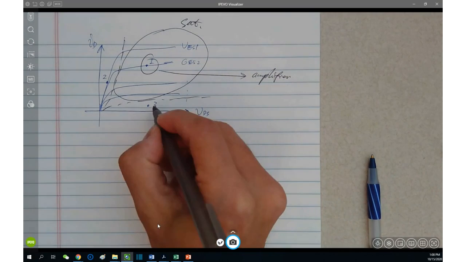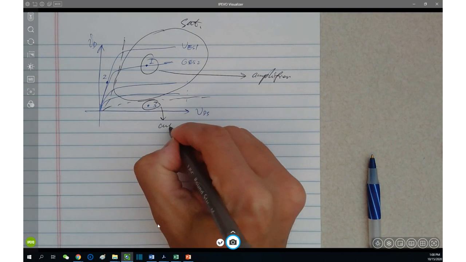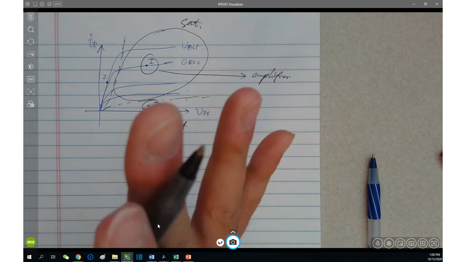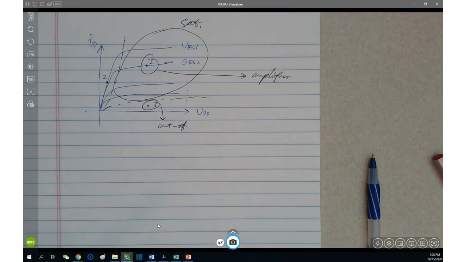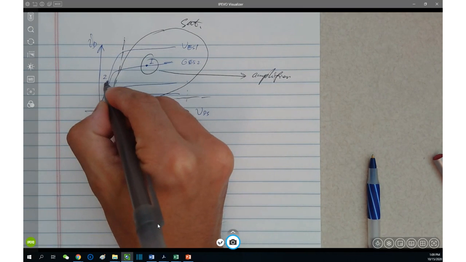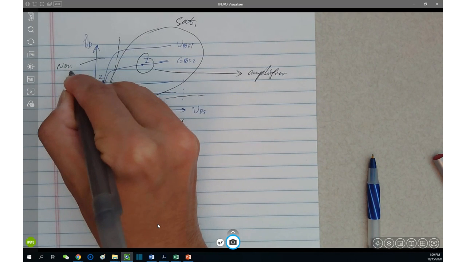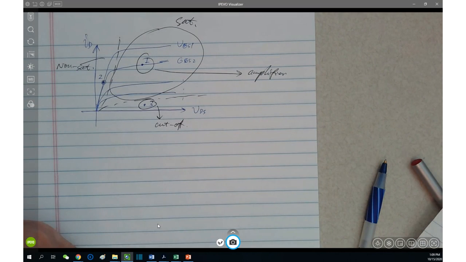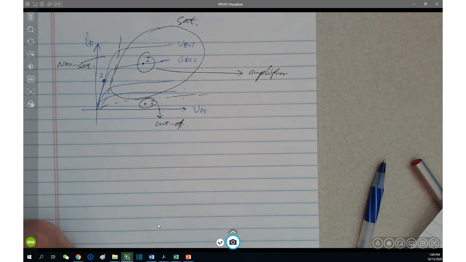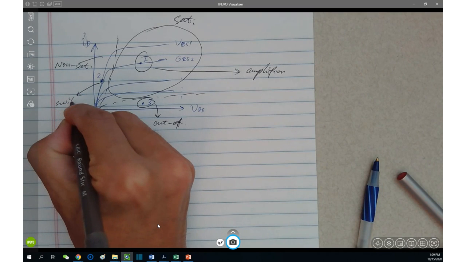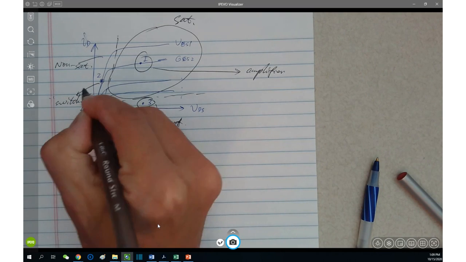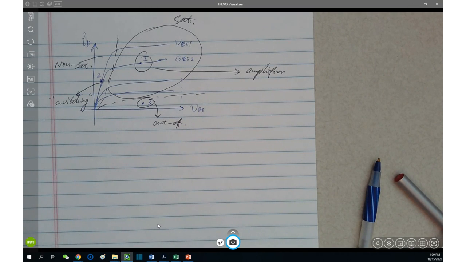If it falls to 3, this is the cut-off region. Guess what? No current, nothing happens. This transistor is still off. It doesn't work at all. And if your DC circuit somehow makes your operation point, Q point, located in the non-saturation region, this is not an amplifier. This is switching. Remember 2 applications? Switching and amplification. You also call amplification the continuous control, right?